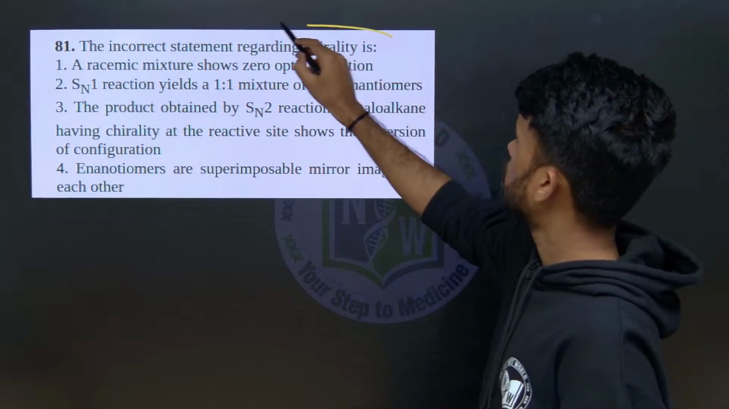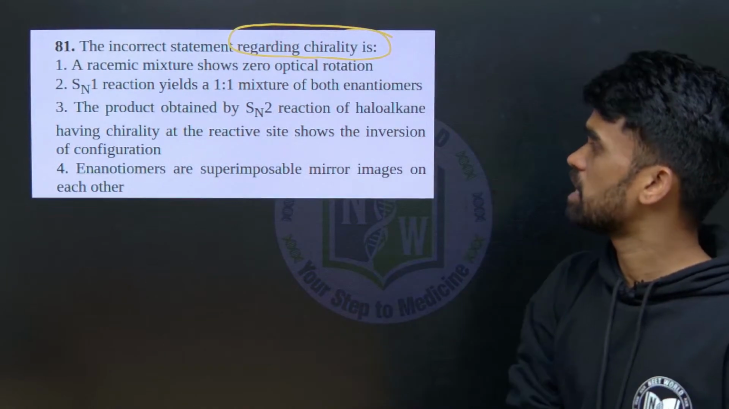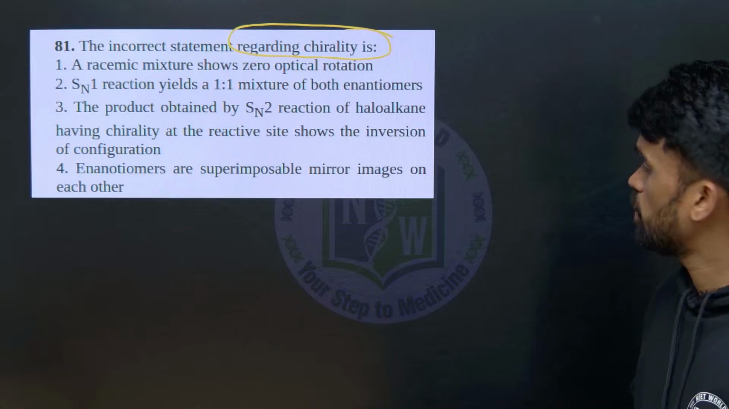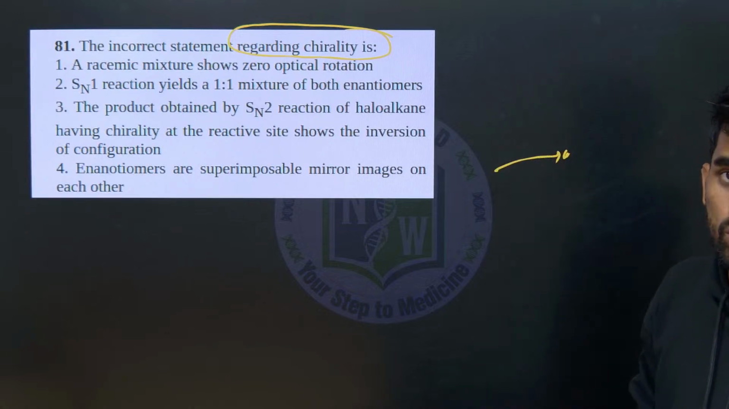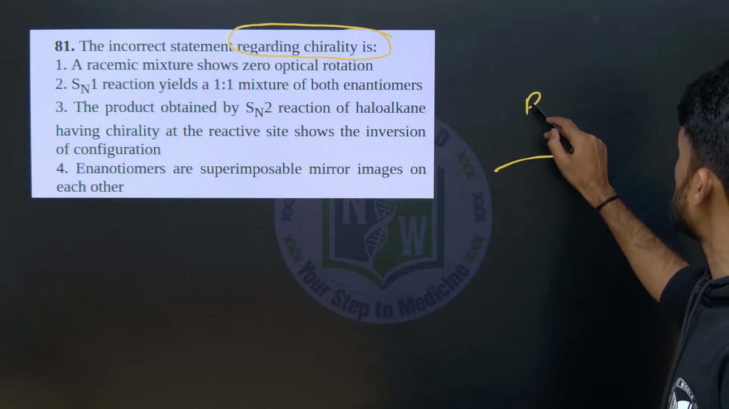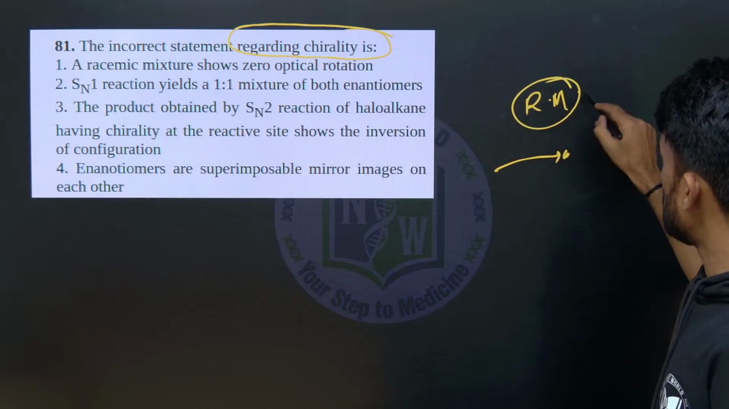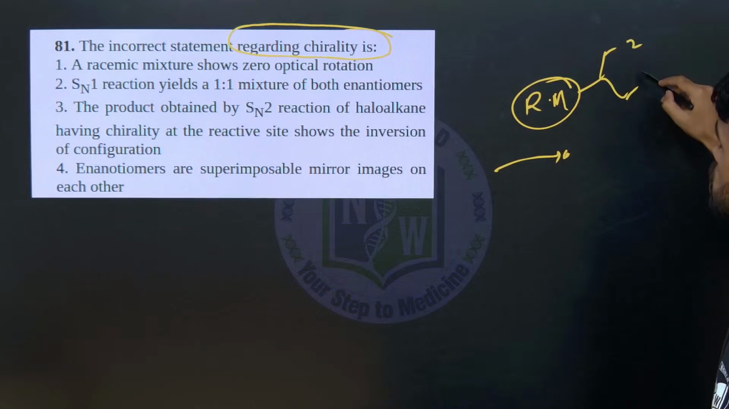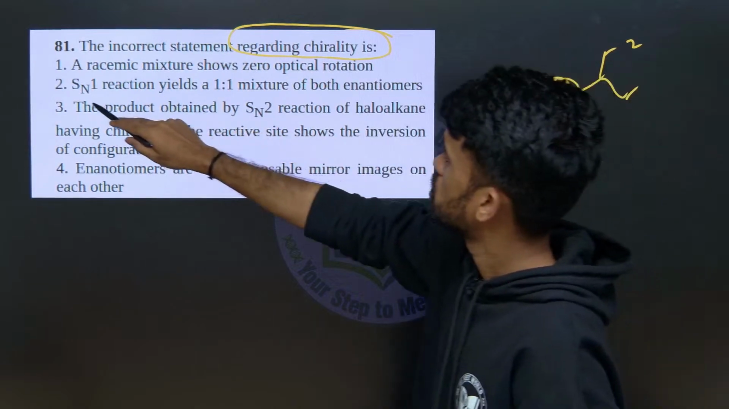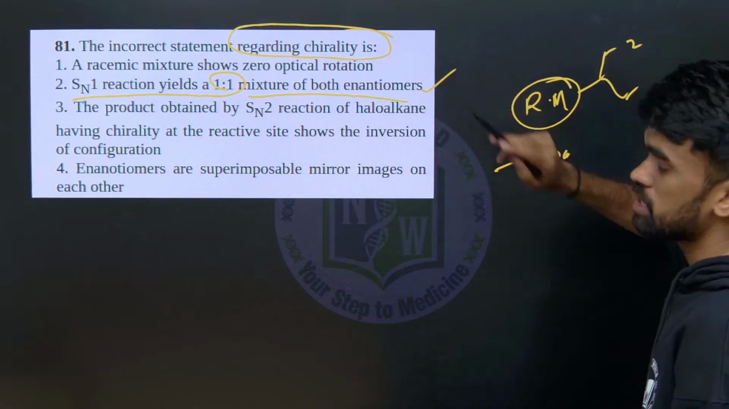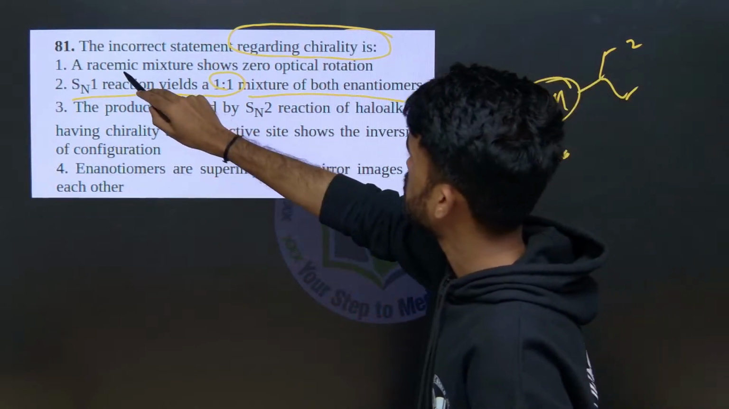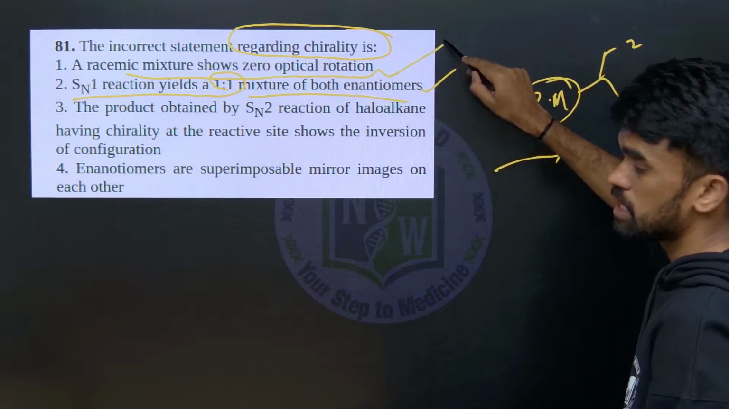So what about chirality in SN1 and SN2 reactions? If a chiral center is there, in the SN1 reactions, a racemic mixture is formed. It means an equimolar mixture of two enantiomers is obtained. Yes, so SN1 reaction yields a 1:1 mixture of enantiomers. This is correct. Racemic mixture shows zero optical rotation. Yes, this is also correct.